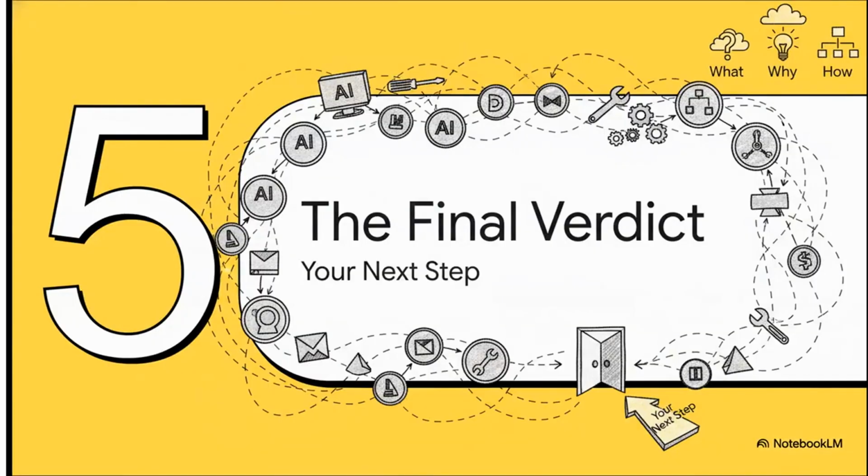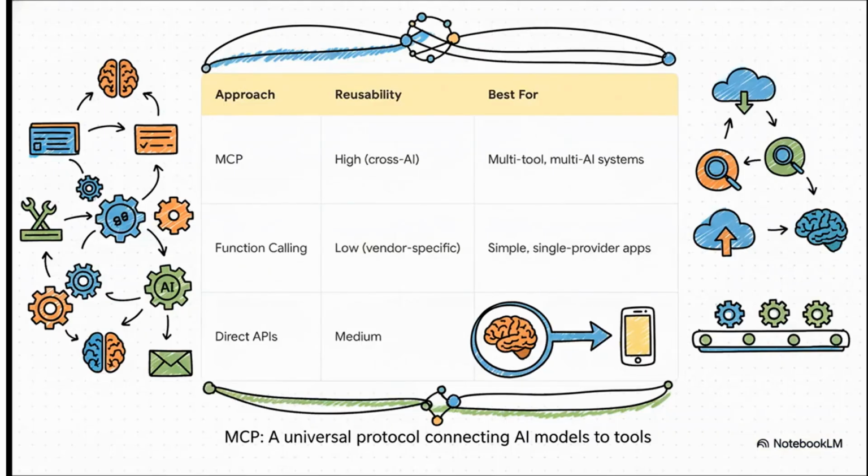Okay, let's bring it all home in our final section, the verdict. We've talked about the what, the why, and the how. Now let's figure out where MCP fits in the grand scheme of things and what you should do next. Now, it's important to note MCP isn't the only way to get this done. You've got function calling from API providers, which is fine for simple stuff. You've got direct APIs, which are great for predictable non-AI workflows. But as you can see, MCP's superpower is high reusability. It's built for those complex systems where you're using lots of tools and maybe even lots of different AIs.